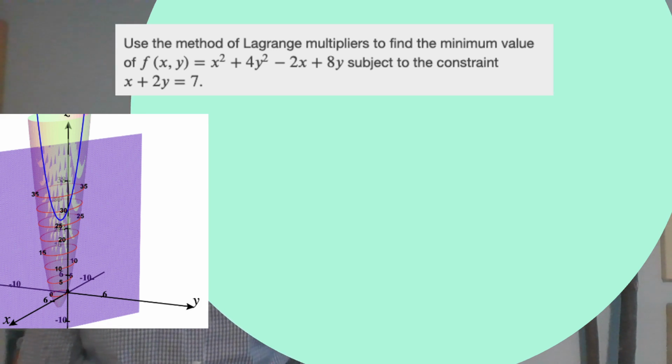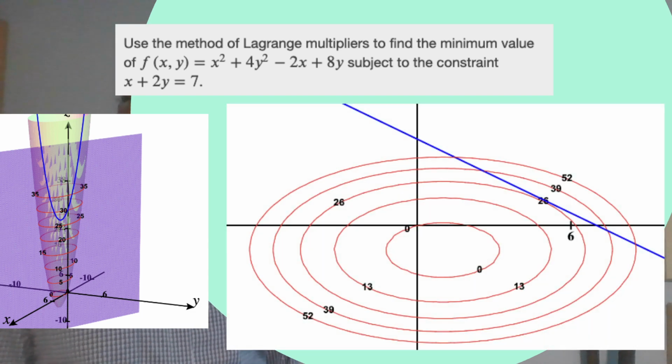Now, given a specific constraint, if we take a look at level curves of the function that we're trying to maximize, and we take a look at the constraint drawn just as a relationship between x and y in the xy plane, we'll see that the level curve will be tangent to the constraint, or the constraint will be tangent to the level curve. Either way we look at it.